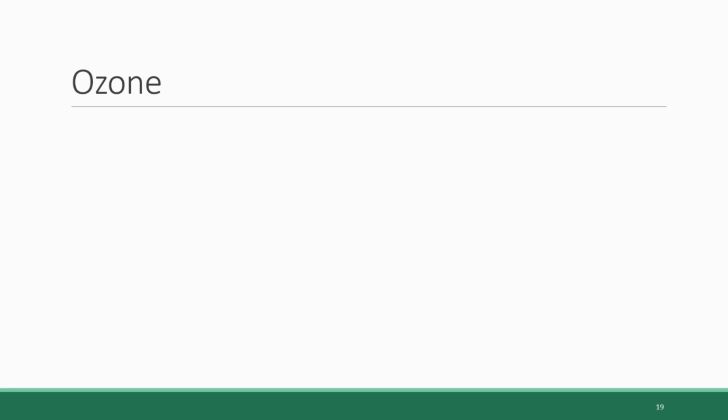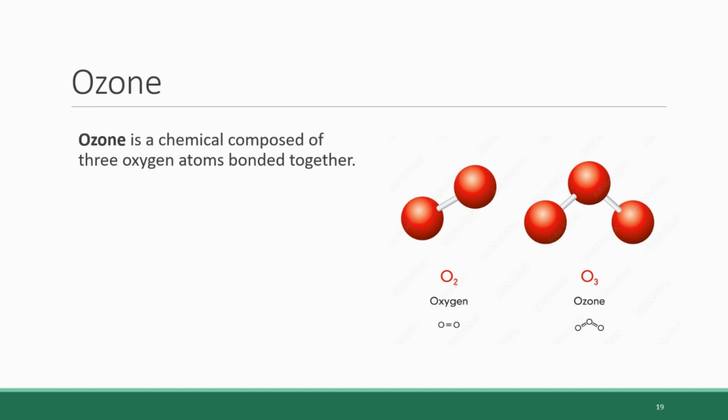In this section, we are going to be taking a deeper dive into something that we mentioned in the previous section, but we didn't go into detail on, and that is the ozone layer. So the ozone layer is a part of the atmosphere that is made up of ozone, which is a chemical composed of three oxygen atoms that are bonded together. So unlike the gaseous oxygen that we breathe, which is just two oxygens bonded together, O2, ozone is O3.